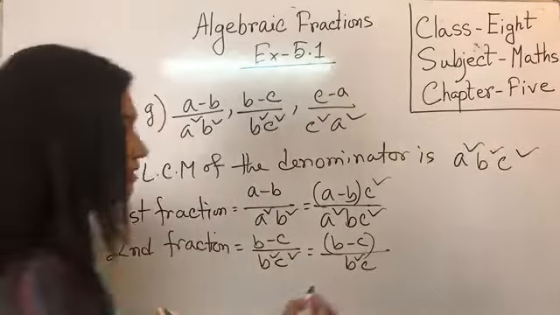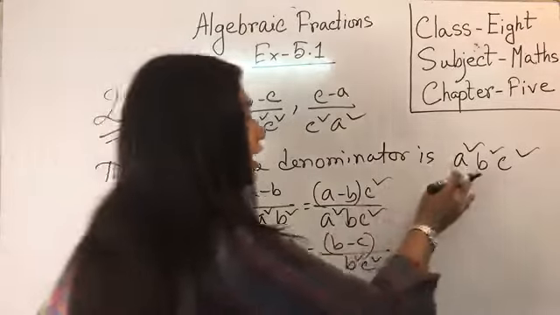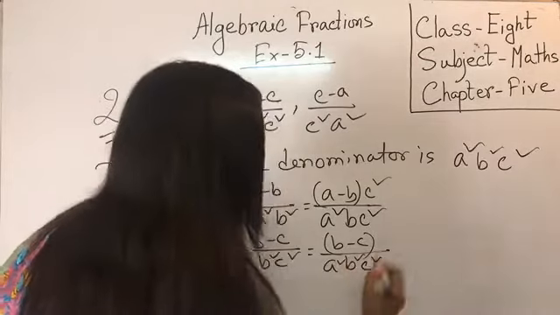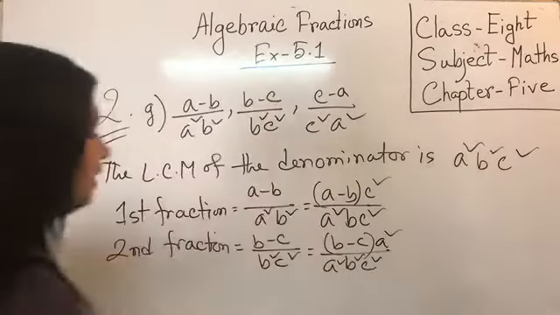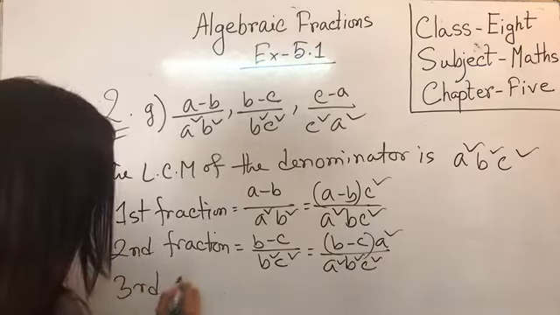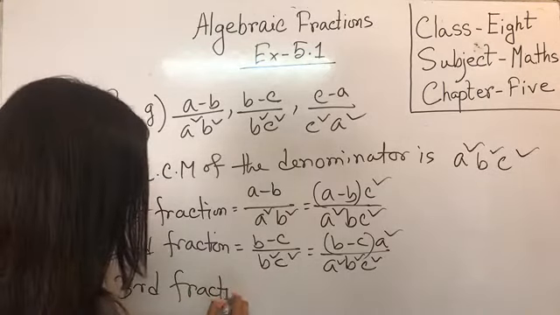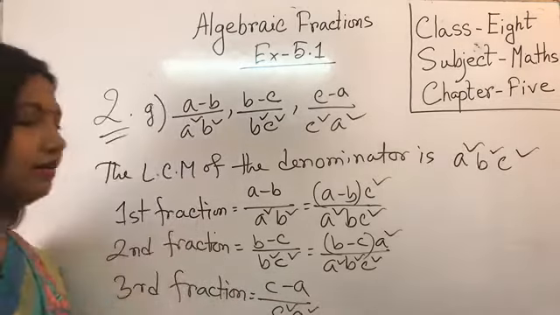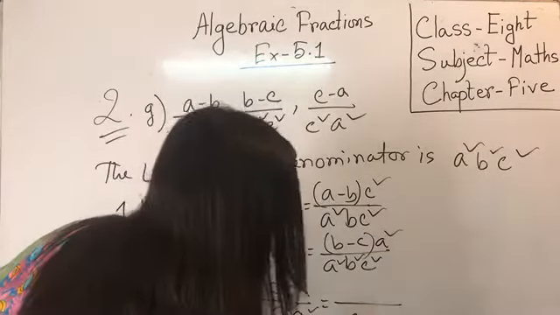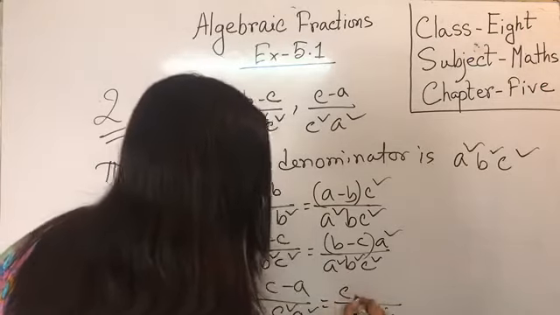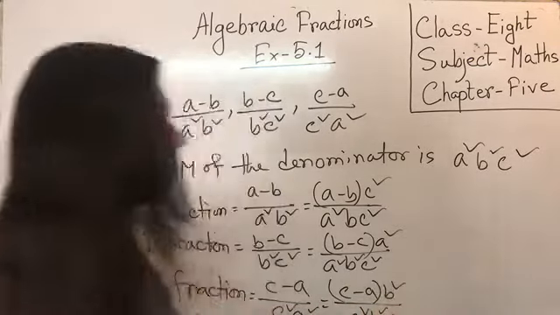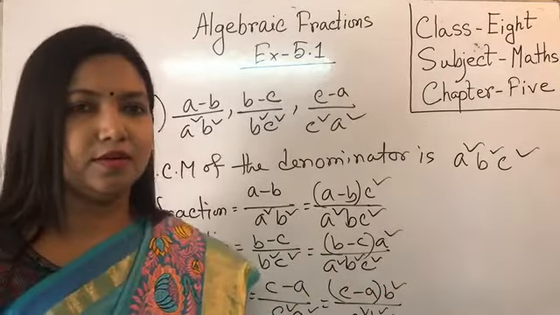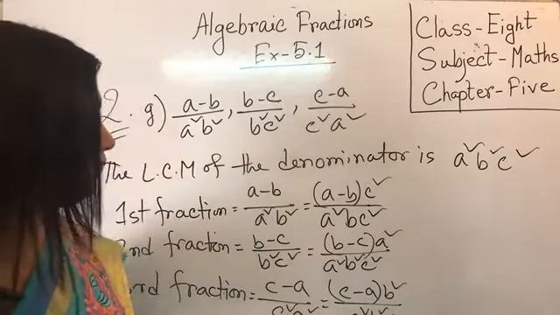For the same denominator, a square has to be multiplied in the numerator and denominator. So I am doing a square and a square. In the same process, the third fraction, c minus a over c square a square. So I write a square b square c square, and b square has to be multiplied with the numerator term and denominator term. Okay, so what can we get?